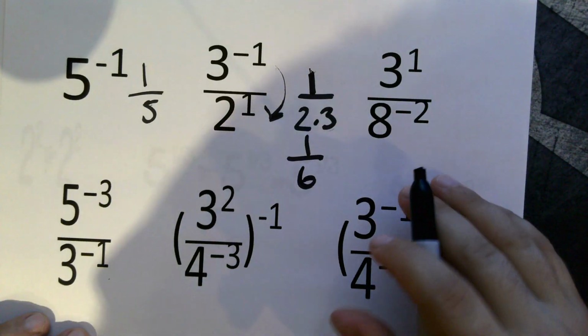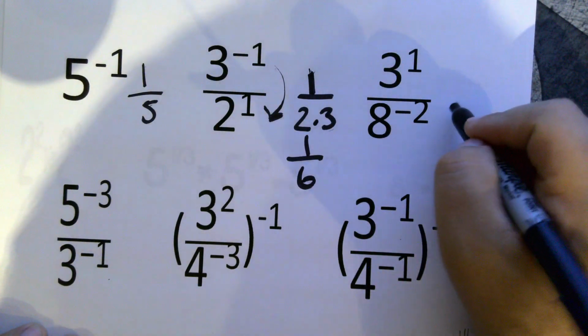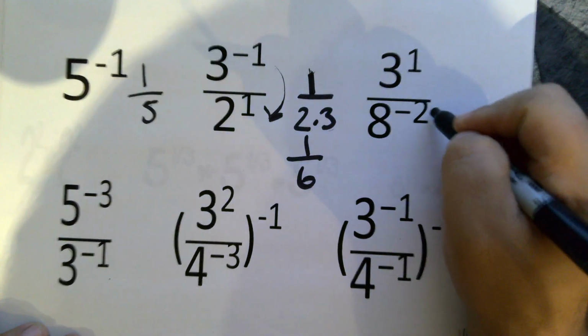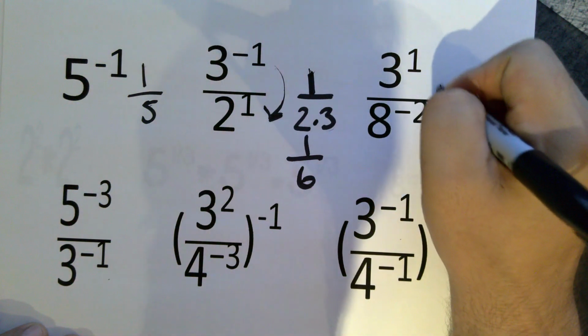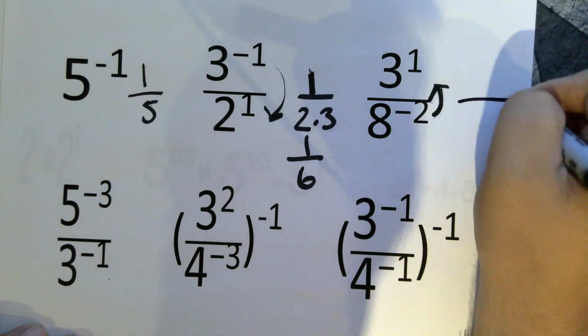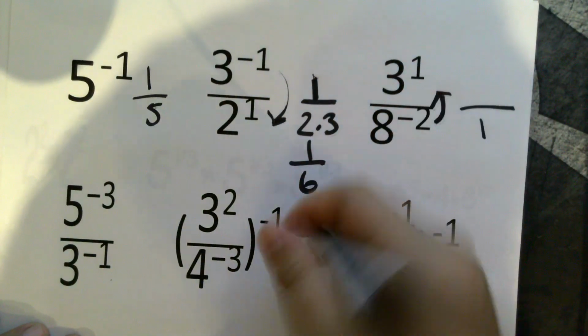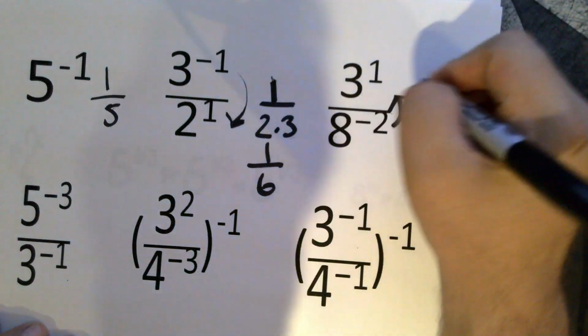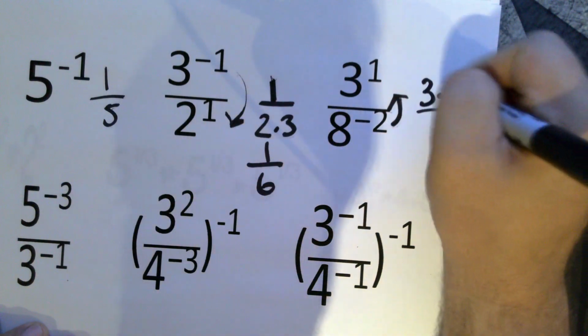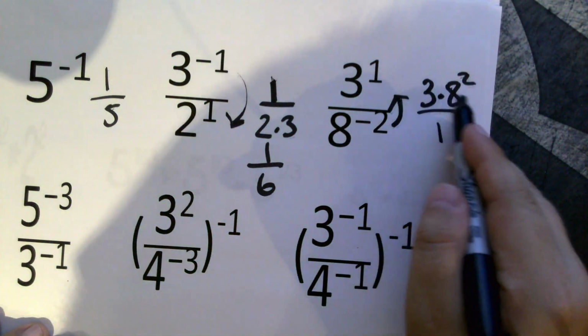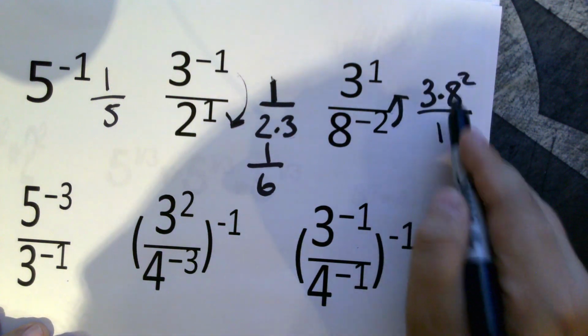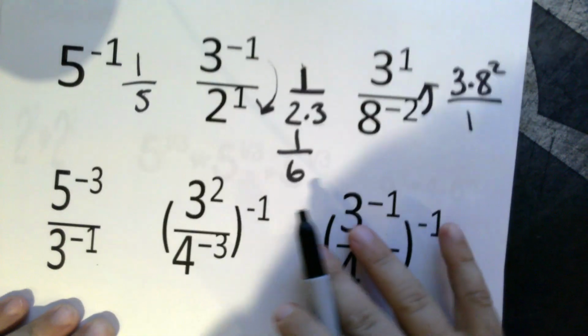Okay, and next case, we have 3 to the power 1 over 8 to the negative 2, and the negative exponent's on the bottom this time, so to make him a positive, we're going to move him up. And so on the bottom, we just have a 1, so you don't even have to write that. And on the top, we have 3 times 8 squared, which is 64, and that's just going to be a big number, but this is the gist of it. You just move the 8 up, and it becomes a positive 2.